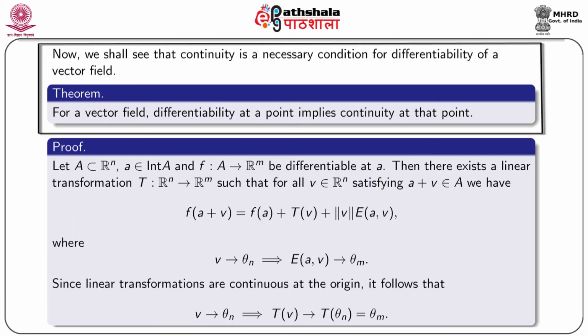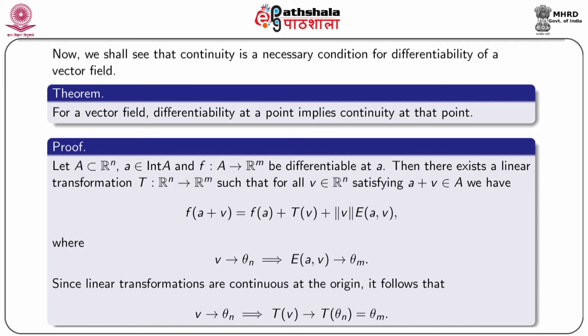Now, we are going to show that continuity is a necessary condition for differentiability of a vector field. Theorem: for a vector field, differentiability at a point implies continuity at that point. Proof: let A be a subset of R^n, a an interior point of the set A, and f a vector field defined on the set A whose codomain is in R^m. We further assume that f is differentiable at the point a. So, our task is to prove that f is continuous at the point a.